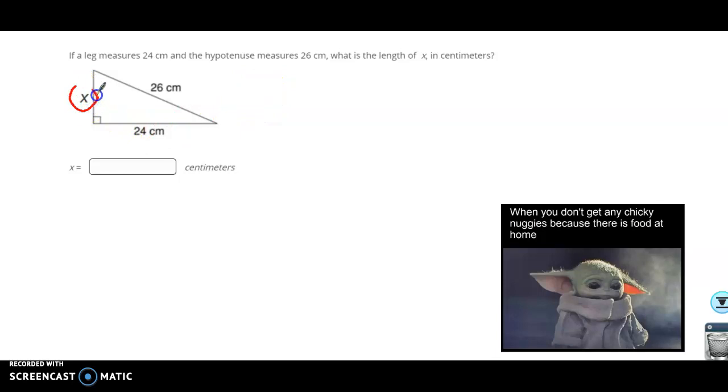All right, so here we have our legs. We're going to do leg squared. Look, I didn't even call that one A or B. I just called it X. Plus 24 squared, the other leg, equals the hypotenuse squared. The hypotenuse is always the longest side. It's also the side across from the 90-degree angle.